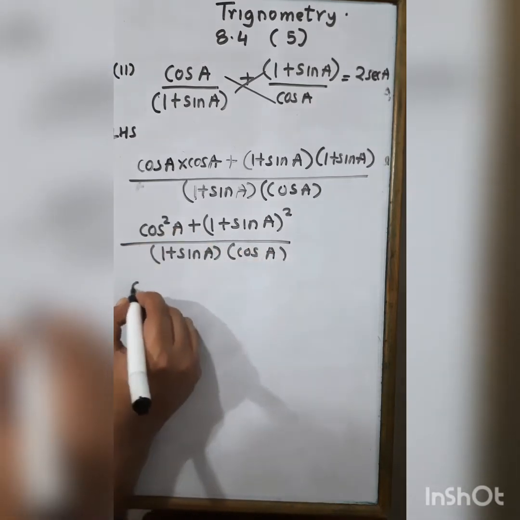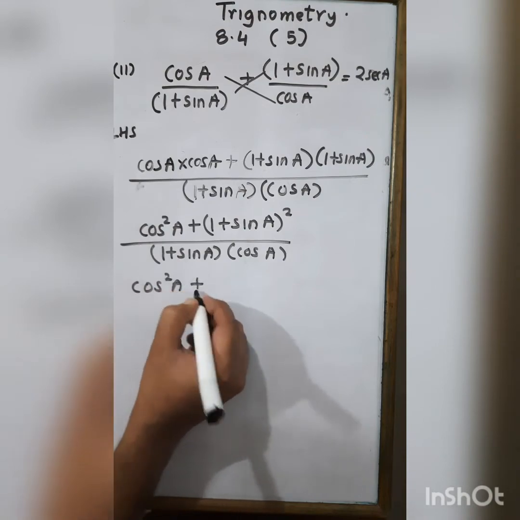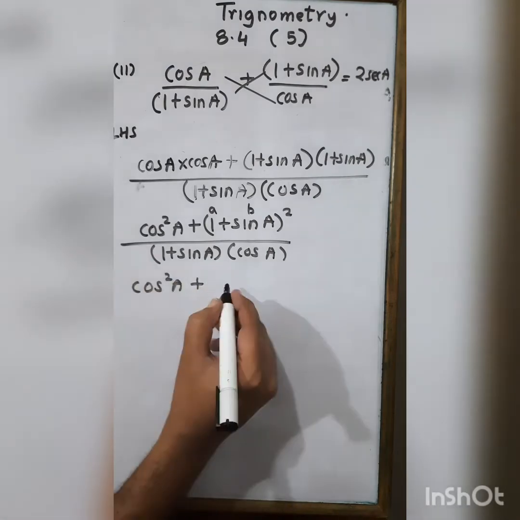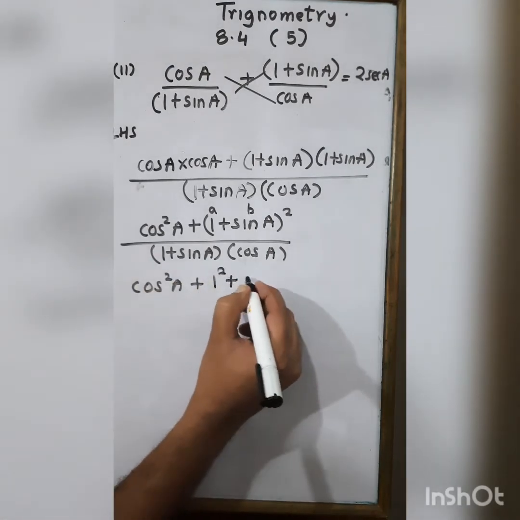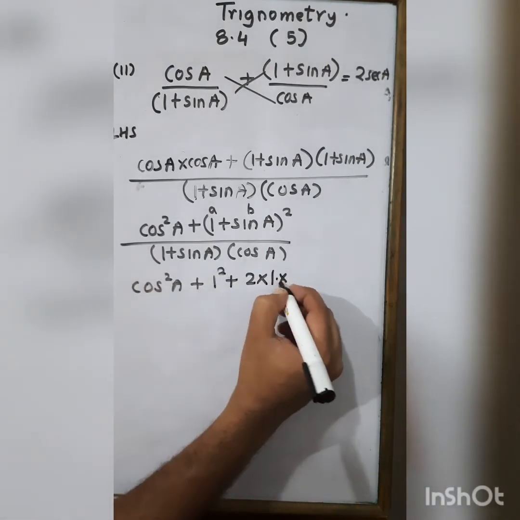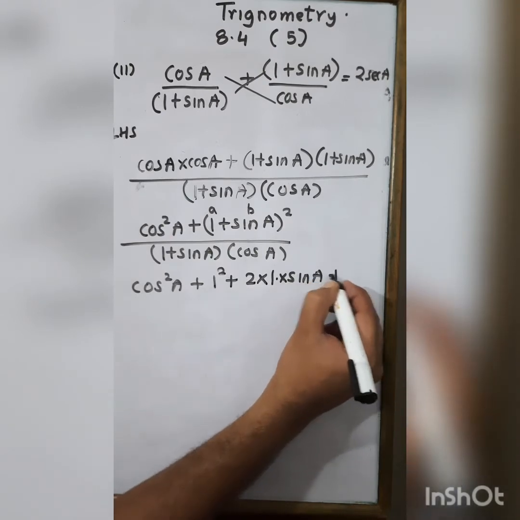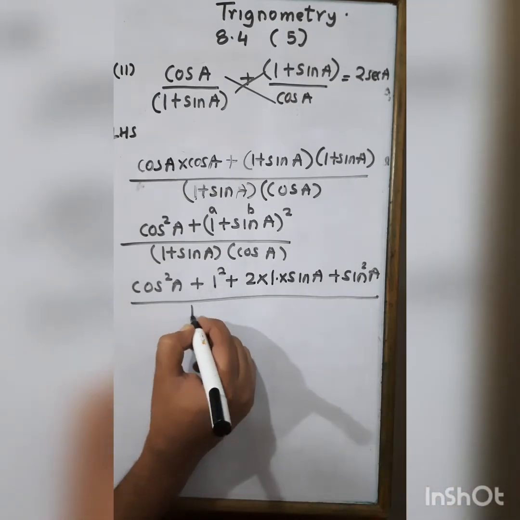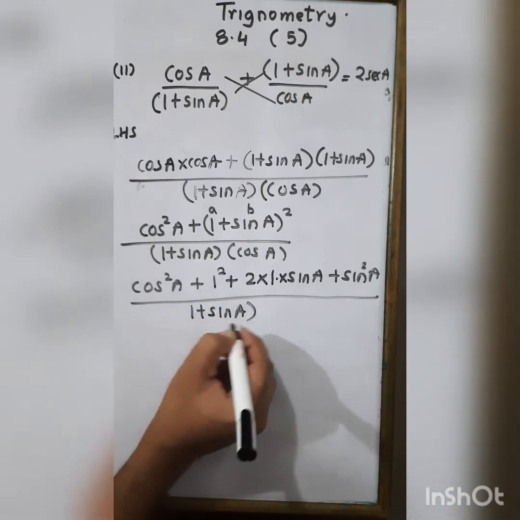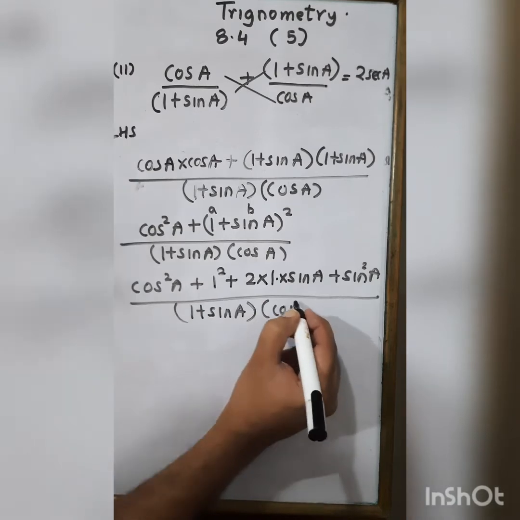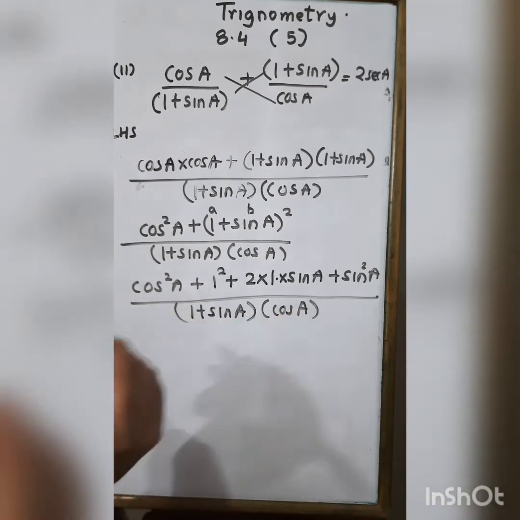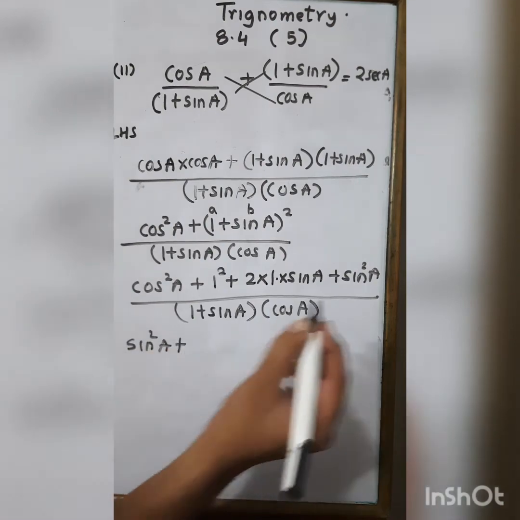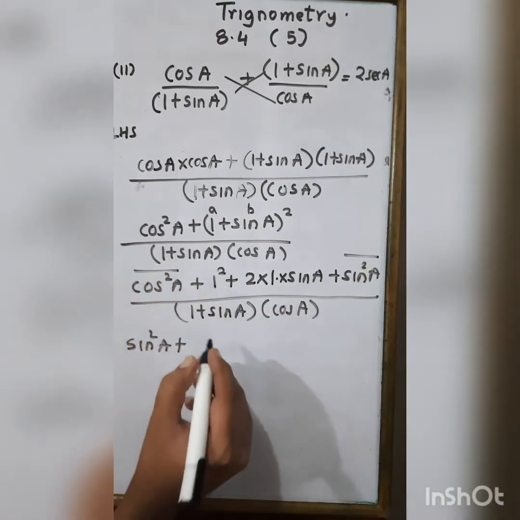Now what is this? Cos square A plus 1 plus sin A the whole square. It is A plus B the whole square. So A square plus 2AB, that is 1 square plus 2 into 1 into sin A plus sin square A, divided by 1 plus sin A into cos A. Remember, whenever you see sin square, cos square, bring them together. So this will become sin square A plus this sin square A and this cos square A. I am bringing them together.